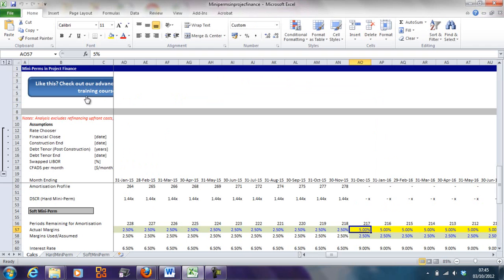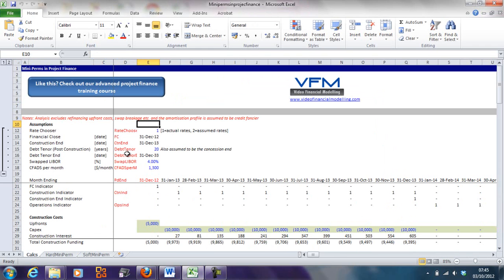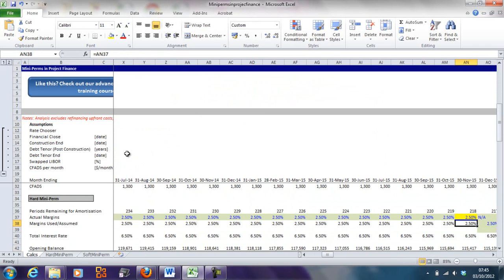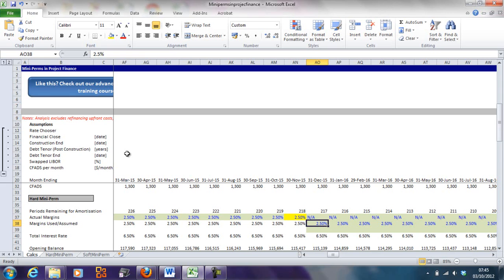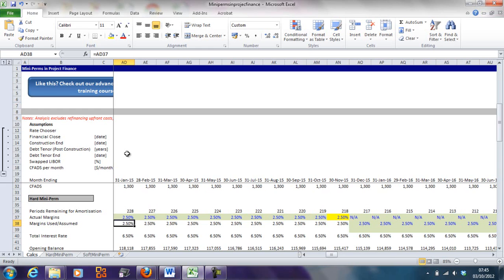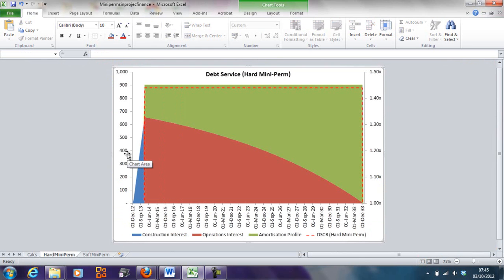Okay, so now let's look at what sponsors and borrowers actually put in. So here we've just got to flip to what sponsors usually put in terms of assumed rates. As we said with the hard mini perm, often sponsors will assume a rate post the tenor of that hard mini perm, or usually 5 to 7 years. So here we're assuming 2.5%. And as you can see, the hard mini perm is amortized over 20 years using a credit foncier. The debt service coverage ratio stays constant.